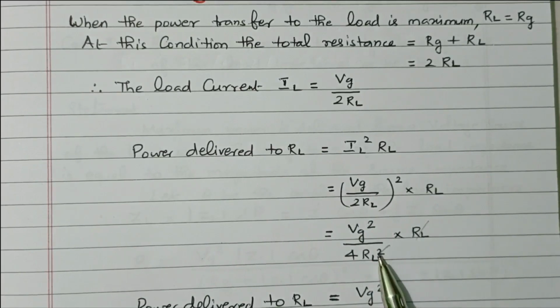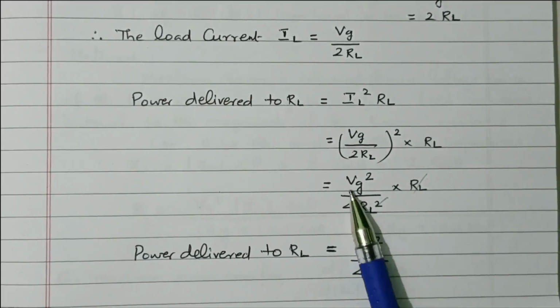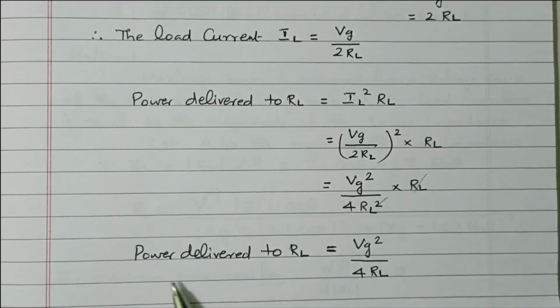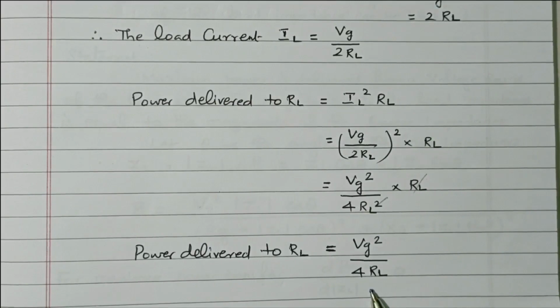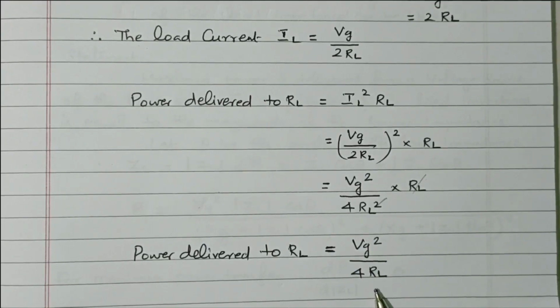Right? One RL got cancelled. Here RL is available, and here RL square is available, so one term got cancelled. Finally we have Vg square divided by 4RL. The power delivered to the RL is Vg square divided by 4RL. After implementing the condition and simplifying, we got this equation for the power delivered to the load. So in the maximum power transfer theorem, when the condition is given, we can use this formula for maximum power delivered to the load, Vg square divided by 4RL.